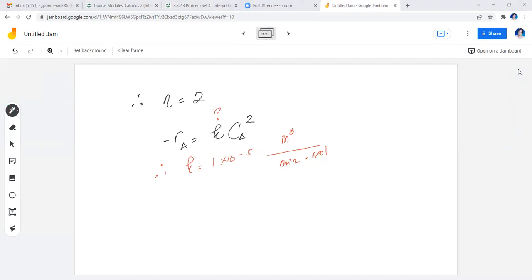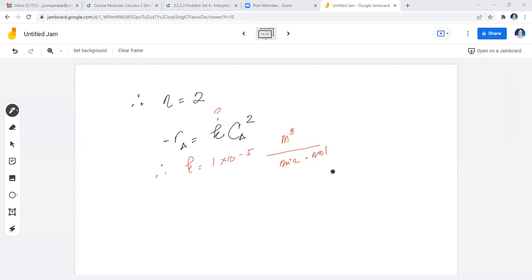Yes, ma'am. Oh, what do we do, Patrick? We want the formula. Okay, what's the formula? Can you dictate? Negative rA is equal to k CA squared. We know already that this is our rate law. Okay, so I'm asking for the formula that we can use to find the conversion after 5 hours.